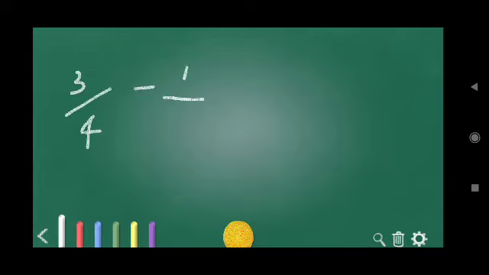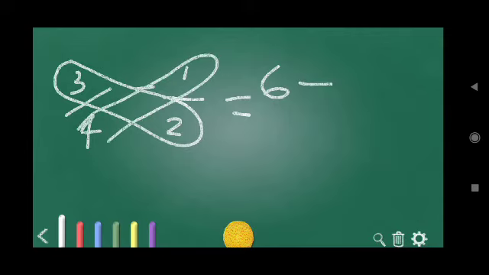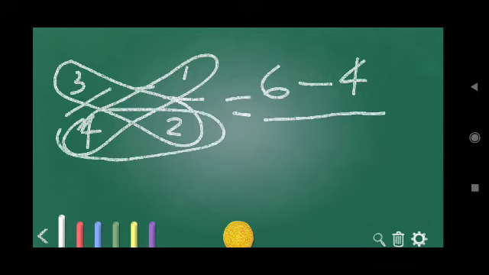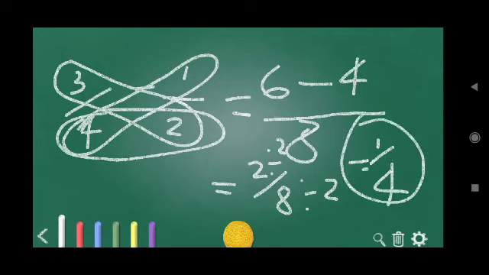Next, if we have 3/4 minus 1/2. So you have 3 times 2, 6, minus 4 times 1, 4. Then you have the denominators, 4 times 2, 8. 6 minus 4 is 2 over 8. 2 and 8 can be divided by 2. So divide by 2. 2 divided by 2 is 1. 8 divided by 2 is 4. So your answer is 1/4.